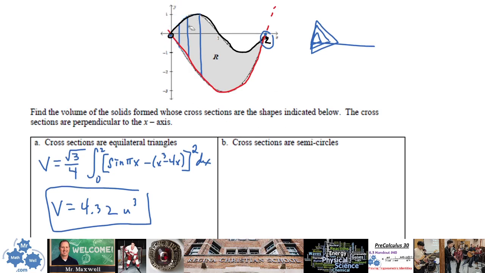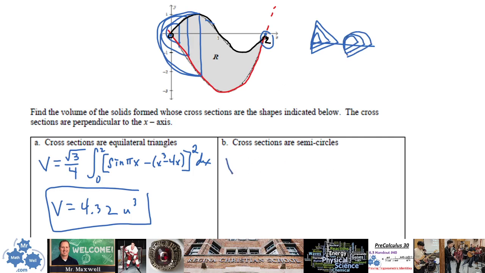Semicircles, no problem. So we still have the width here in between the functions, but now we have semicircles like this. It's a little bit easier to draw, maybe. So you can see these are kind of like piling on top of each other, right? So we're going to form some kind of solid with semicircles like this, and they're going to be stacked closely together. So how does that look?